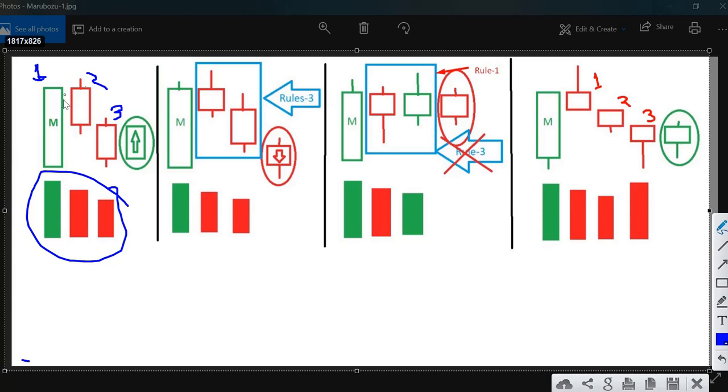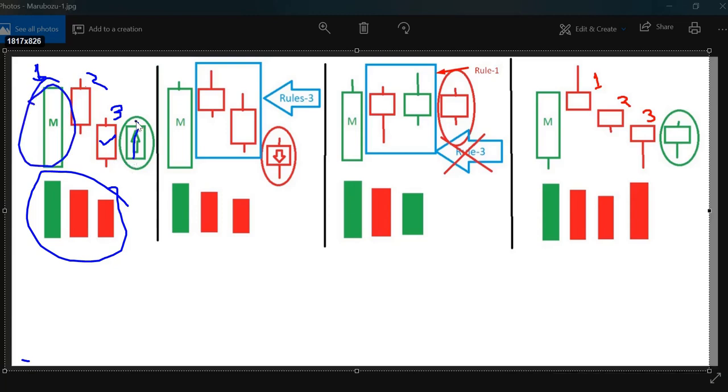Now come to the Marubozu point. If the first candle is Marubozu, that means this Marubozu will reverse this result. Volume is saying that the market will go down, the market will continue this candle, and wicks are also saying that it will continue. That means the next candle is red, but because the first candle is Marubozu, that's why the market goes up. This is the Marubozu rule.